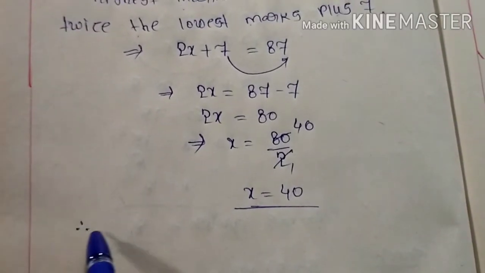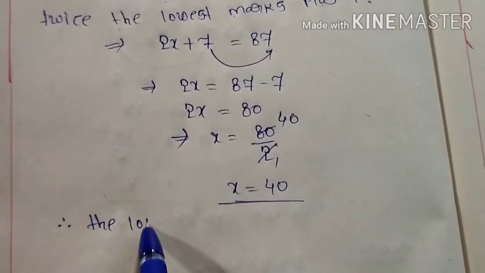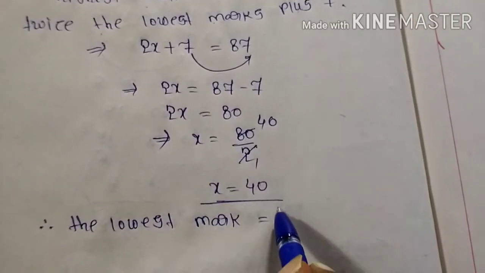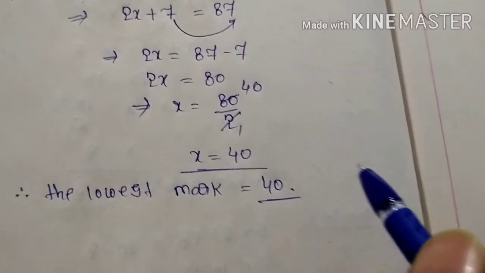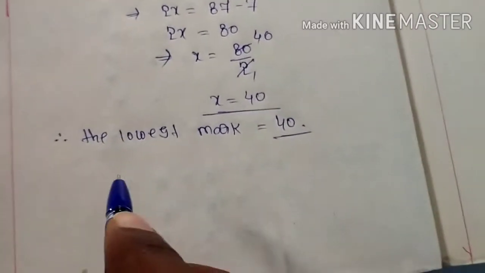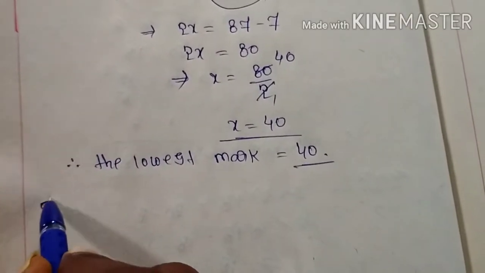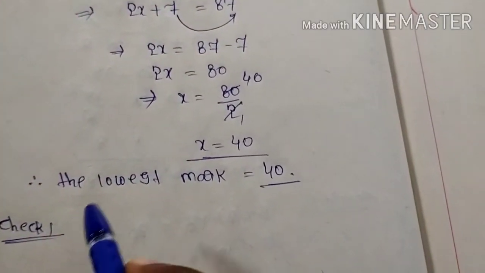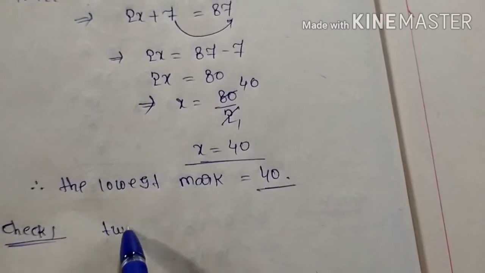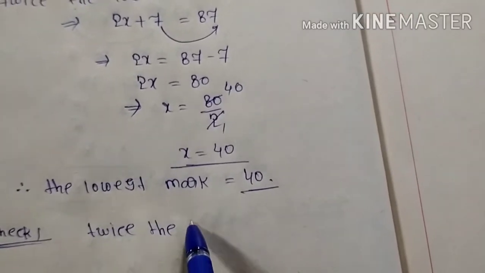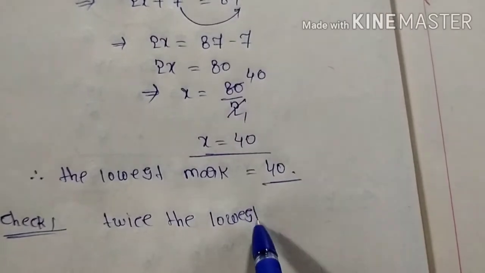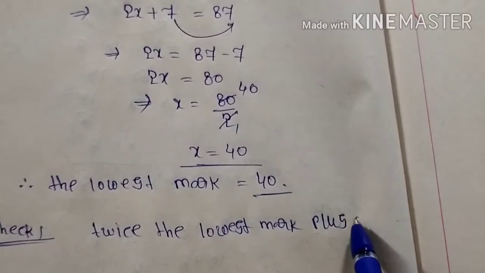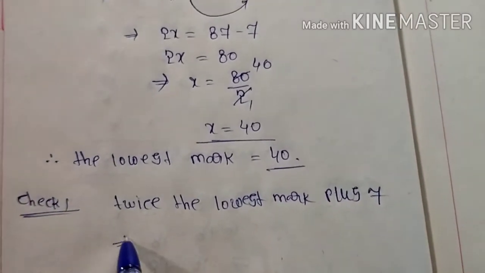40. Therefore, you can write here the lowest mark is equal to 40. 40 marks is the lowest marks. If you want, you can check your results here. Result checking. Twice the lowest mark plus 7 is equal to highest mark.